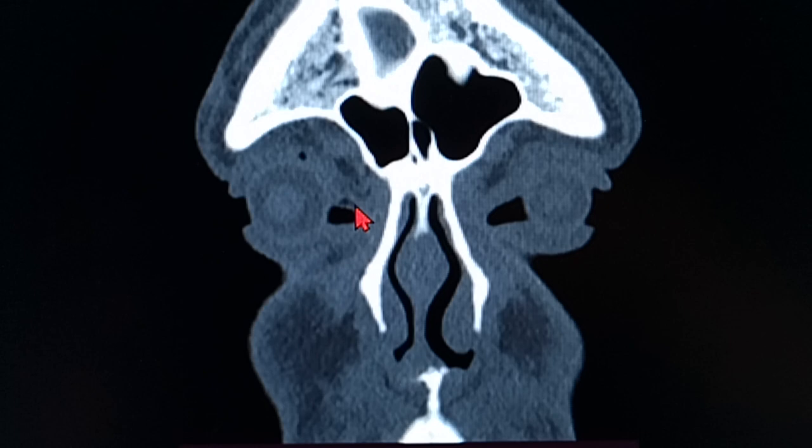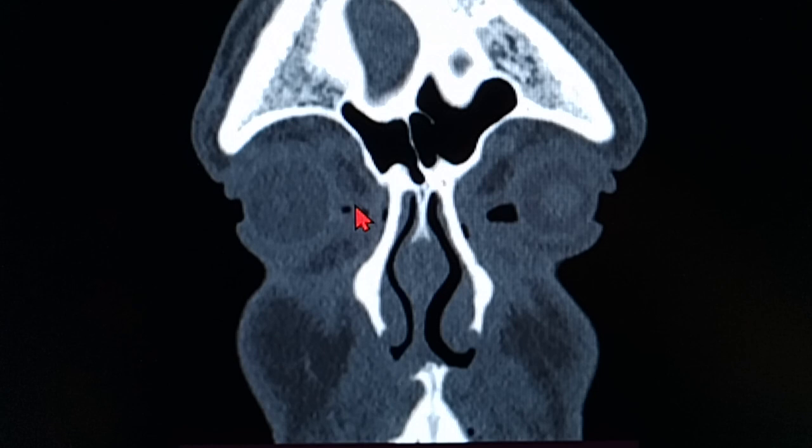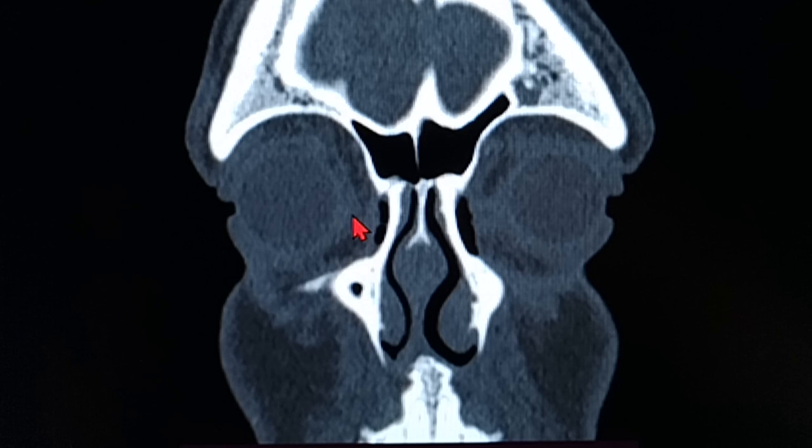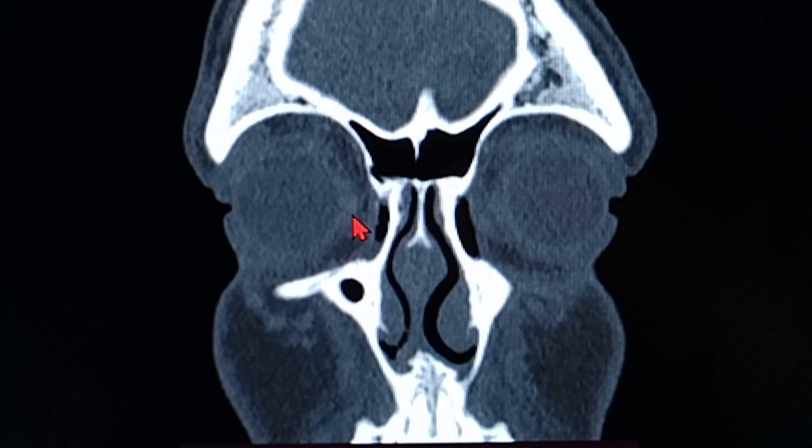The first point is that you should always ask for a scan which will show you all three sections. That is the coronal, which you can see right now in front of you on the screen. The second is the axial, and the third is the sagittal, because all these three are very, very important, okay? You cannot skip any of those. You have to know the patient in all dimensions, right?